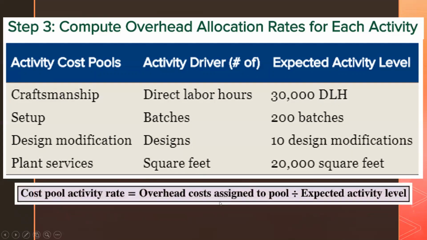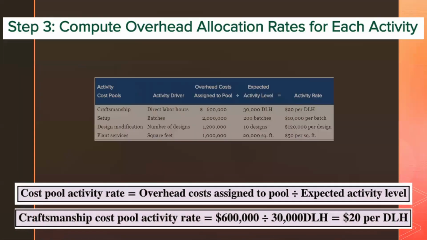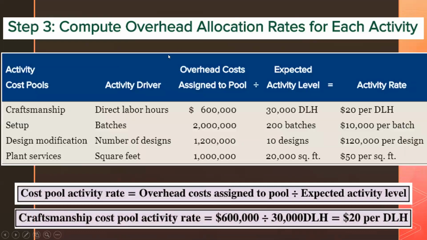So we're going to take whatever the cost was assigned to each of these pools divided by their activity driver. So again, there's the craftsmanship that we said was 600,000. We divide it by the 30,000 direct labor hours, and we are going to assign $20 per direct labor hour. And here's the rest of them. The setup, we based it on batches. We said the total setup was $2 million. Divided by the 200 batches that they told us about, that means we're going to assign $10,000 per batch.